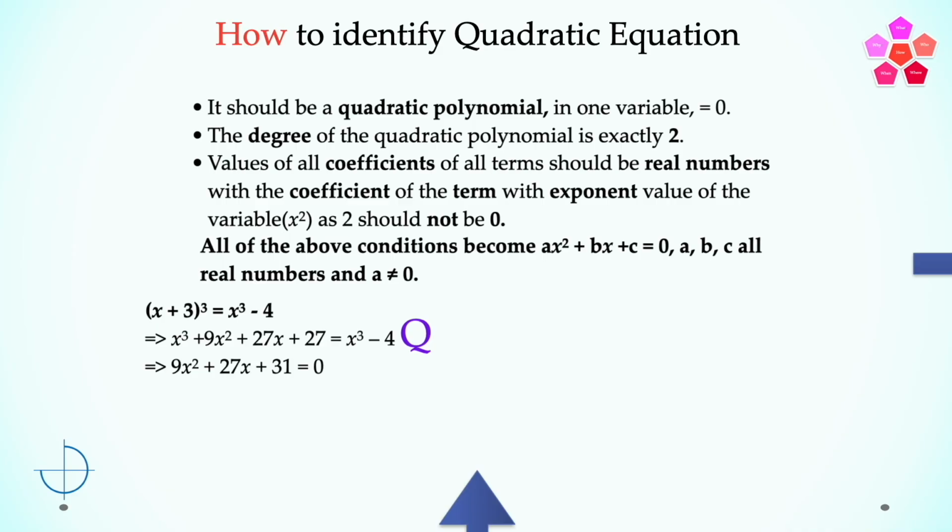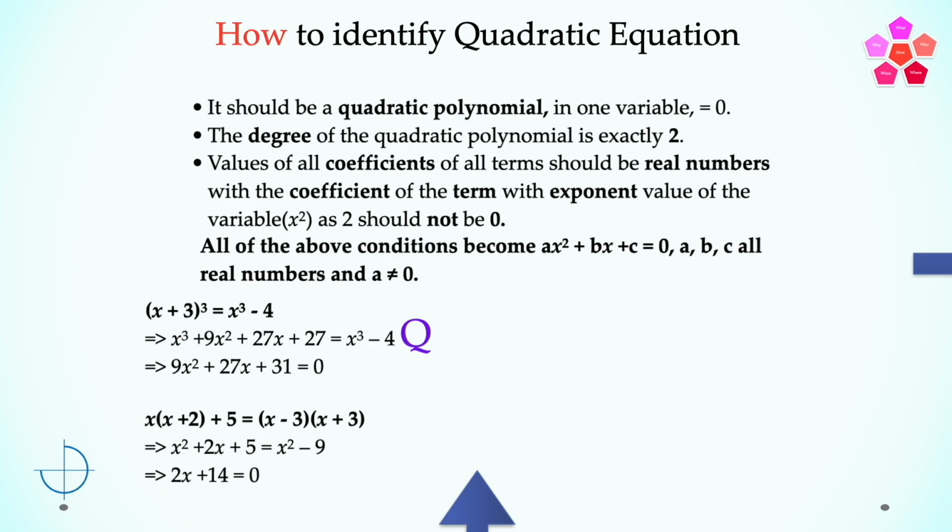Let's take the second example. x multiplied by (x + 2) + 5 is equal to (x - 3) as a whole multiplied by (x + 3) as a whole. On simplification, we have x squared + 2x + 5 = x squared - 9. If we cancel out x squared from both sides, we have 2x + 14 = 0. As the highest degree of x is 1, this is not a quadratic equation.